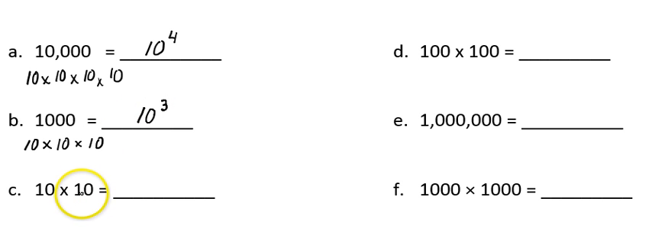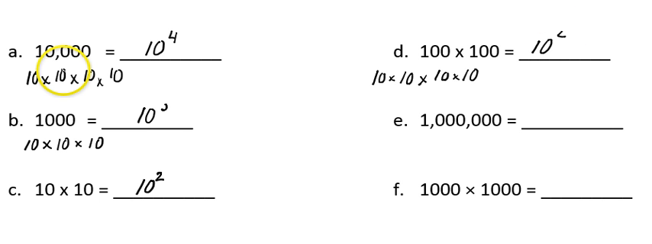Here I have 10 times 10. Well, I know 10 times 10 is 100, but I can also express it as 10 to the 2nd power because I took 2 tens and multiplied them together. Over here, I have 100 times 100. So if I think 100 is 10 times 10, and then I have another 100, which is also 10 times 10, I multiplied 4 tens together, so my exponent would be 10 to the 4th power.